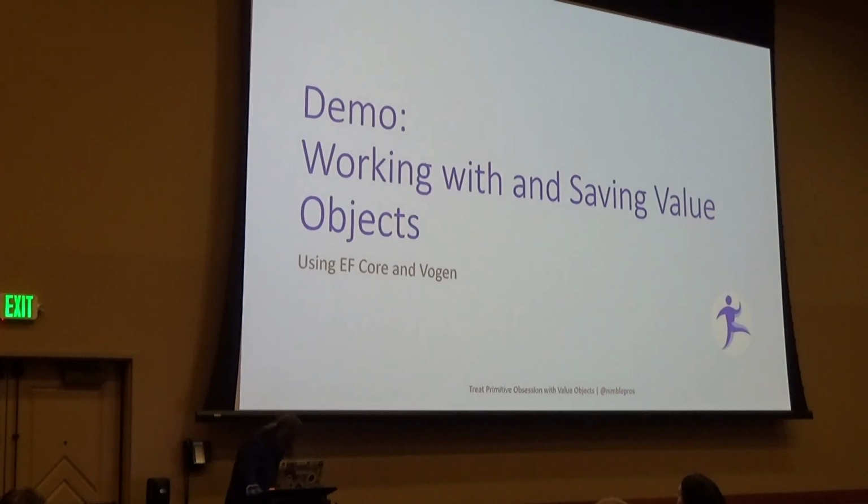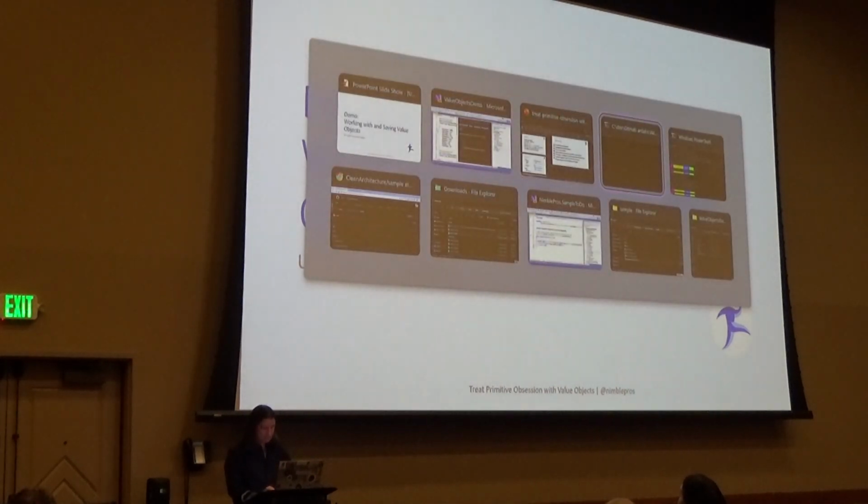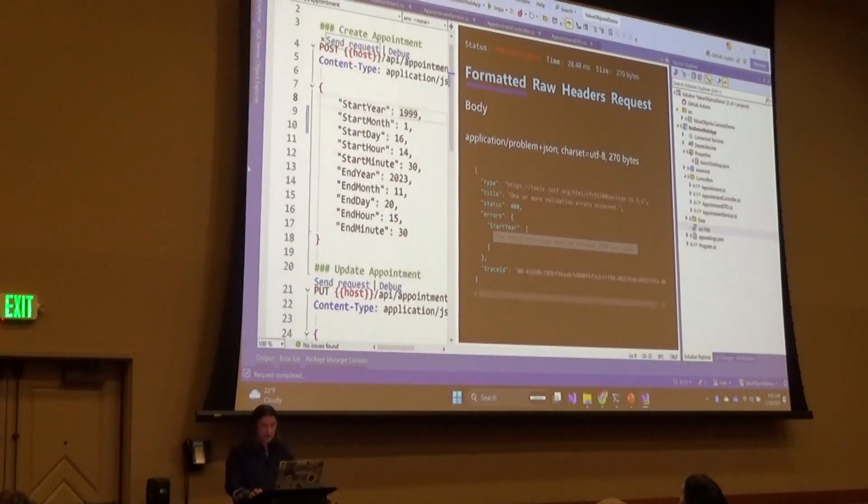So what's time at? 20 minutes? That's probably more than enough. Let's look at EF Core and Vogen and how this works in Visual Studio. All right, so we're going to stop this web app and switch over to this other demo.